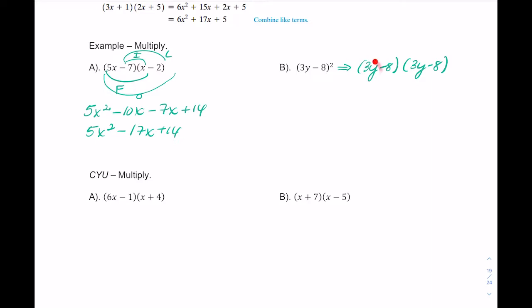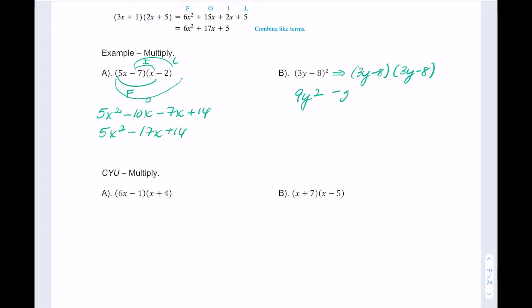So I'm going to multiply my first terms together. 3y times 3y gives me 9y squared. And then I'm going to multiply my outer terms, which would be 3y and negative 8. 3y times negative 8 is negative 24y. And then I would multiply my inner terms, which are negative 8 times 3y, which is also negative 24y. And then my last terms, negative 8 times negative 8, which is positive 64. And then again, I can look to combine like terms, and I get 9y squared minus 48y plus 64.